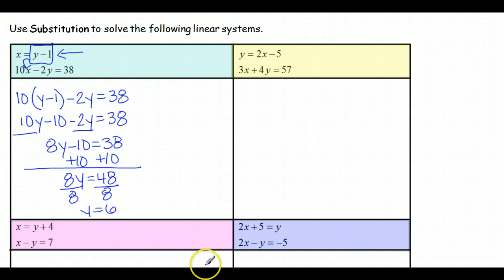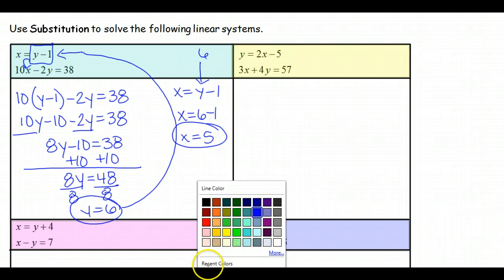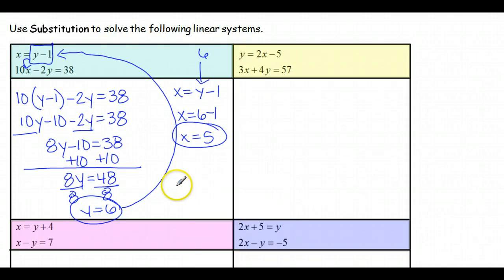Now, once we have y, remember that we're going to take it and plug it back into the equation we started with. In this case, the equation we started with is x equals y minus 1. But now we know that the value of y is 6. So we can replace y with 6. So we get 6 minus 1, which is 5. So our x coordinate is 5, and our y coordinate is 6, which means the solution to this system is 5, 6.